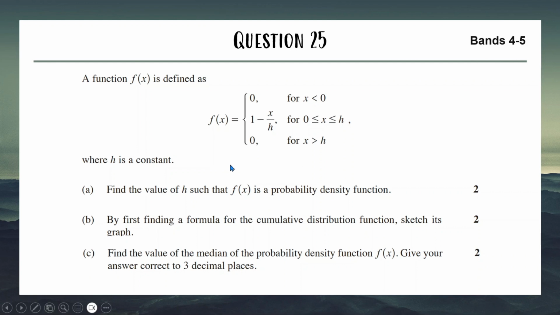So to figure out question A, what we can do is integrate our expression here, because we're finding the area, integrate 1 minus x over h between its 2 boundaries, which are 0 and h, and we can set that equal to 1 because we know that it is a PDF.